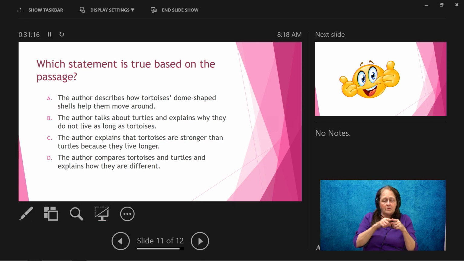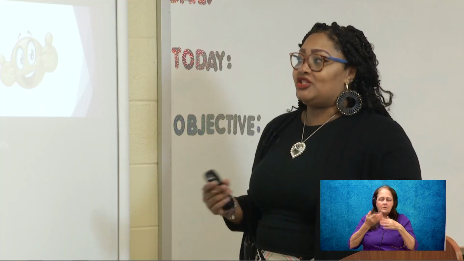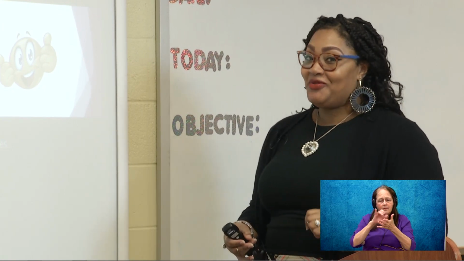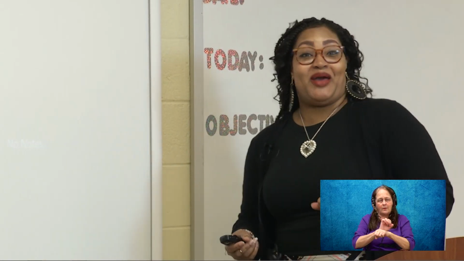So I think we want to eliminate C as well, but we're not going to quite get rid of it just yet because we still have one more solution here, and we got to make sure that we choose the better choice. D, the author compares tortoises and turtles and explains how they are different. Let's think back. What did we determine that the entire text was doing? What did the author do? He made a comparison. You're correct. So I believe D is the better choice. What do you think? Yes, you have been awesome. You've been correct the entire time. You've been doing an awesome job. Yay, give yourself a pat on the back.